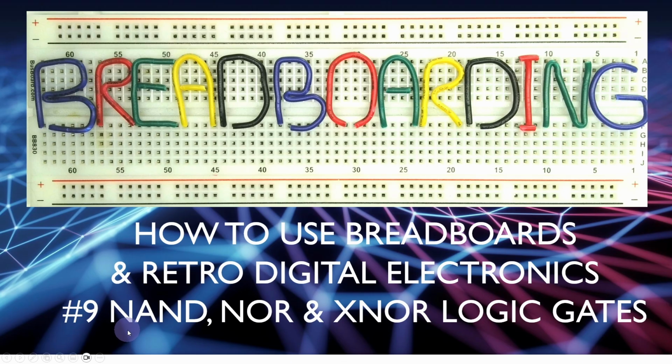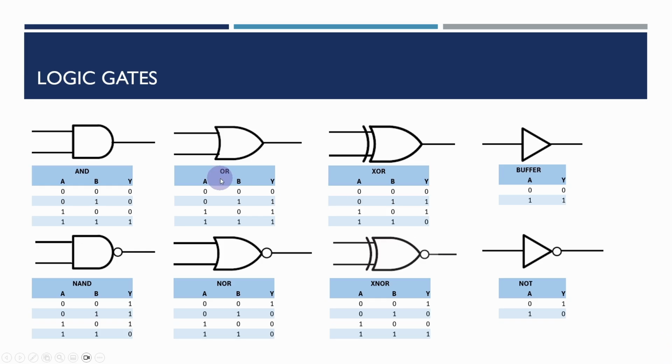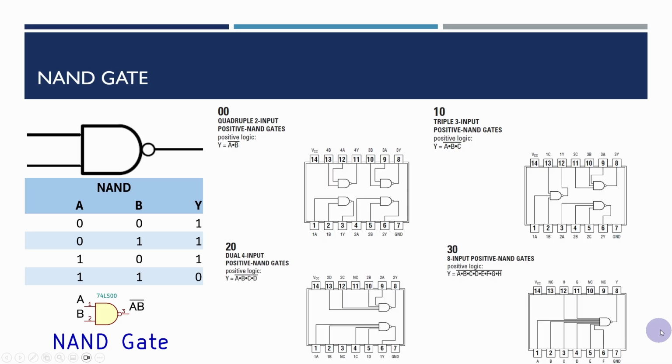So these are like the inverse of the gates that we were looking at in the previous video. So in the previous video we covered the AND, the OR, the exclusive OR and also the buffer. We did the inverter or the NOT gate two videos ago. And in this video, we're going to be looking at the NAND gate, so the negative AND, the NOR, the negative OR, and the exclusive NOR gate.